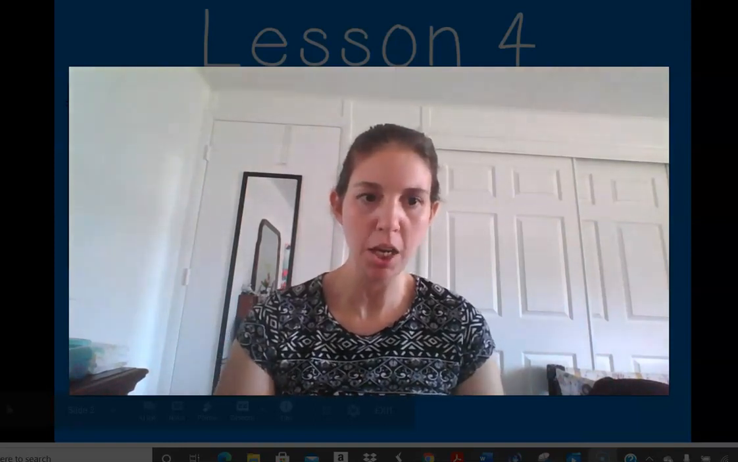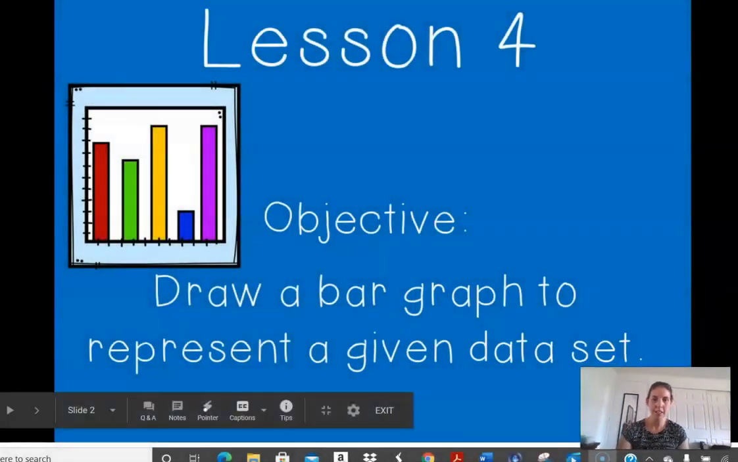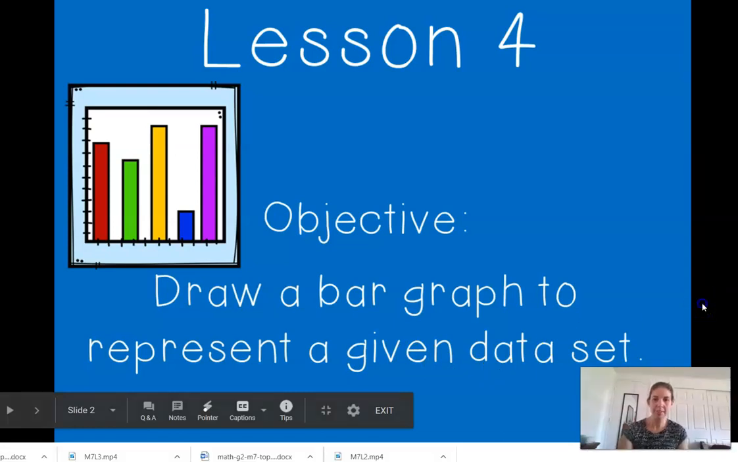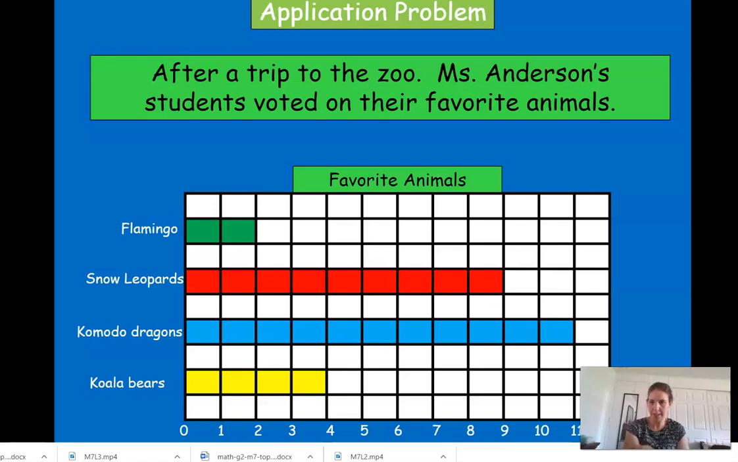Let's look at our objective for the lesson. Draw a bar graph to represent a given data set. So we're going to continue working with bar graphs just like we worked on them yesterday.